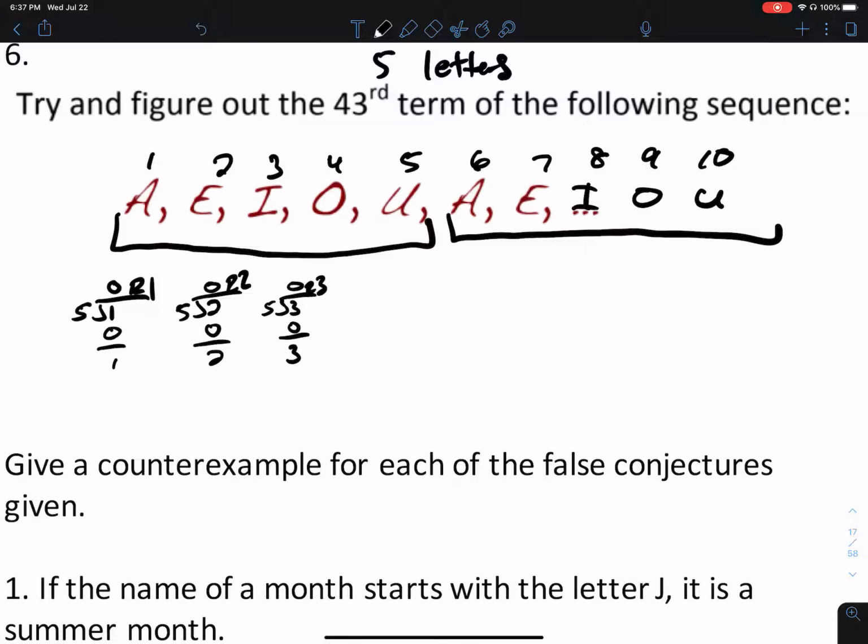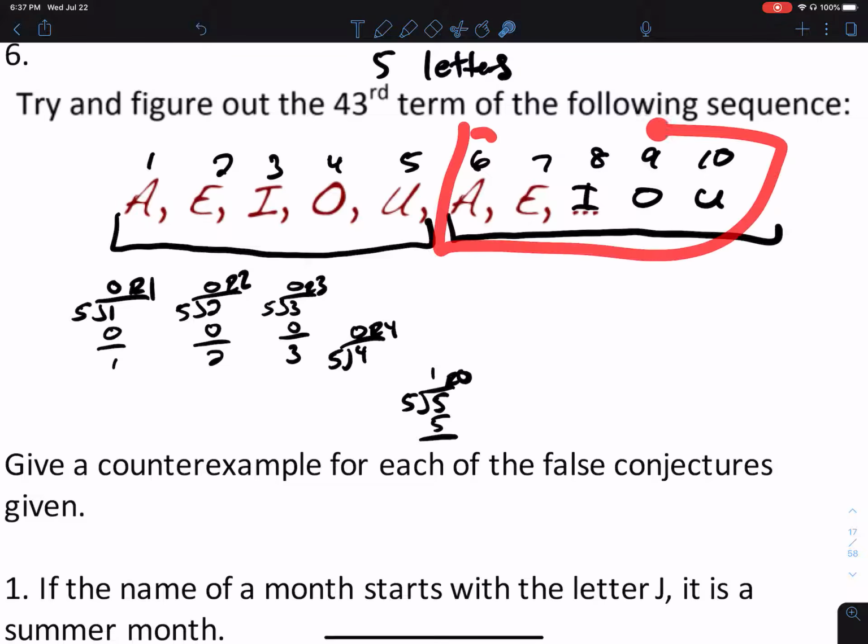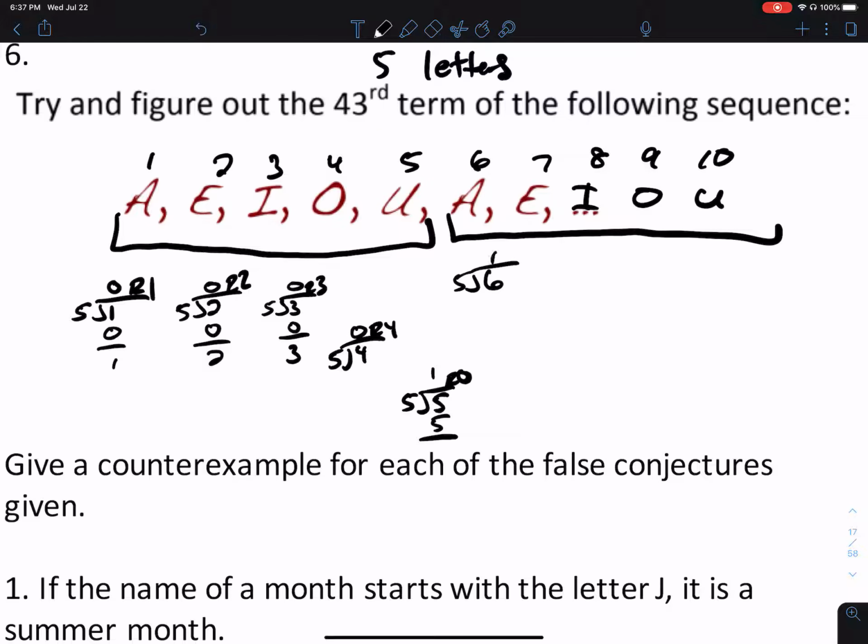Well, I shouldn't say that. When you get to the 5th one, I'll just write this down. If you divide 4 by 5, it goes 0 times, remainder 4. If you divide 5 by 5, it goes 1 time evenly, the remainder is 0. Once you get to 6, where this pattern's repeating itself, if you take 6 and divide it by 5, it goes 1 time, the remainder is 1.